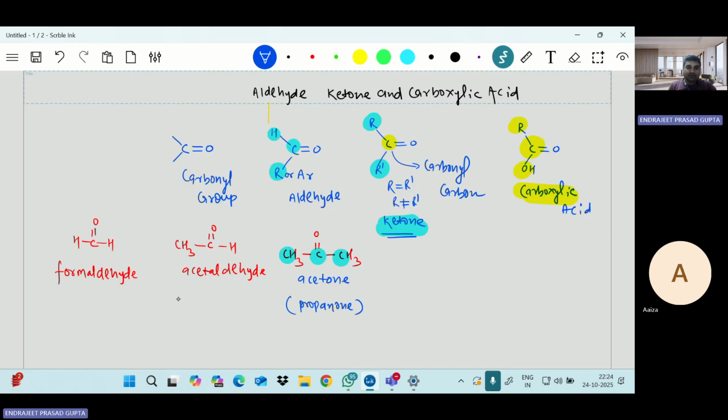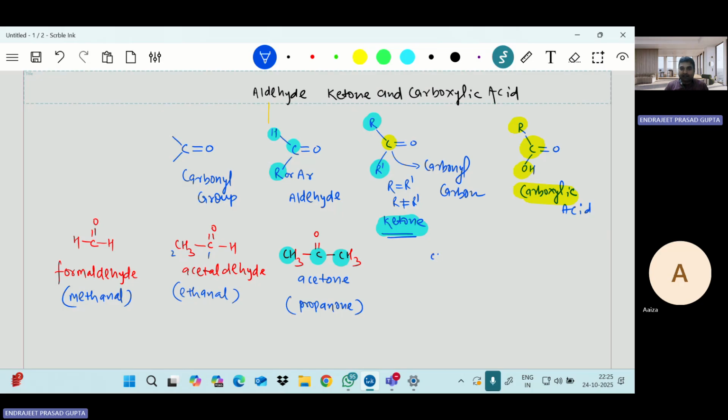In the case of aldehyde, the suffix used is "al". Two carbons, carbon number one and carbon number two, is called ethane and al, ethanal. And one carbon is methanal. So in the case of aldehyde, we will write "al", and in case of ketone, we will write "one" as a suffix in IUPAC nomenclature.